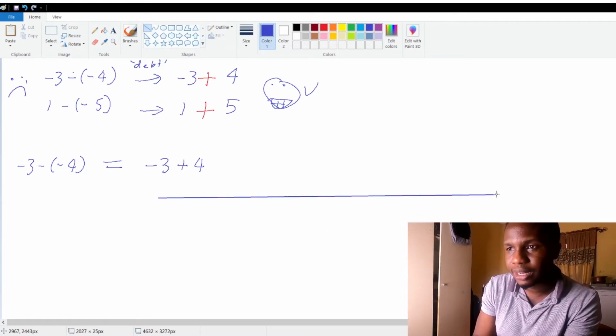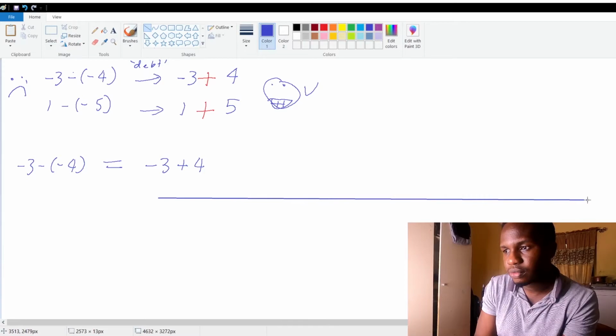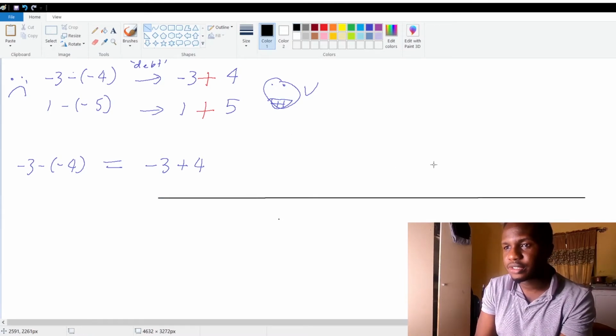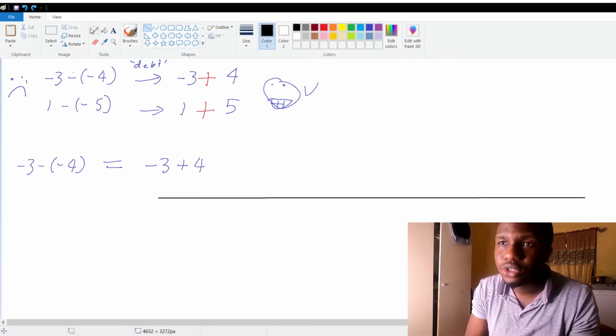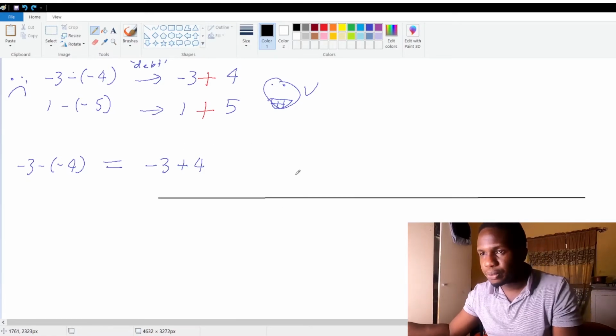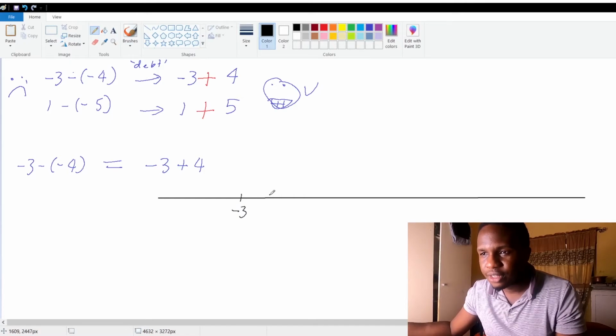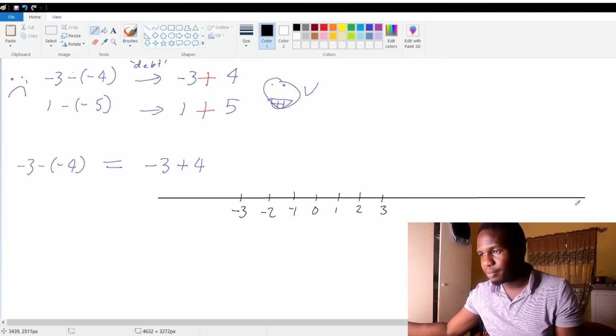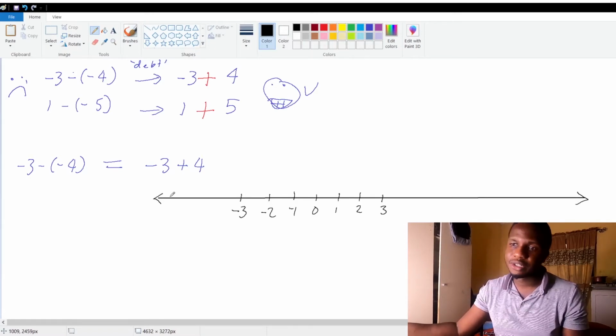So let me draw the number line here. And let me color it black. Hopefully the color stays. Okay, so let's put the relevant numbers. Because we're dealing with -3 and 4, we can actually just start from -3, then go forward. Let's stop at 3, okay? And let me put my arrowheads to show that the number line continues.